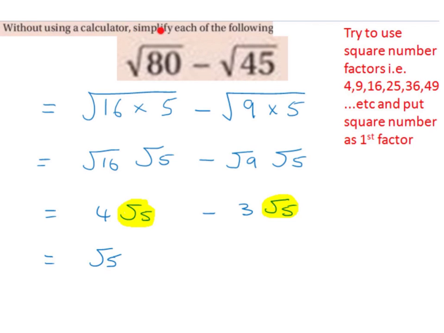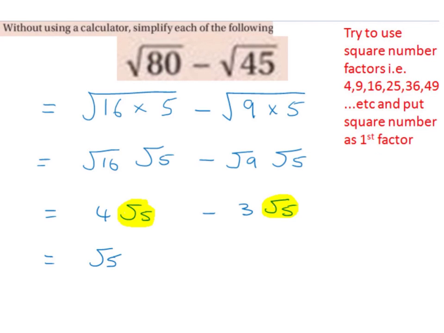Without using a calculator, simplify each of the following. So what we want to do is factorize root 80 and root 45. And we want to try and use square number factors, i.e. 4, 9, 16, 25, 36, 49, etc.